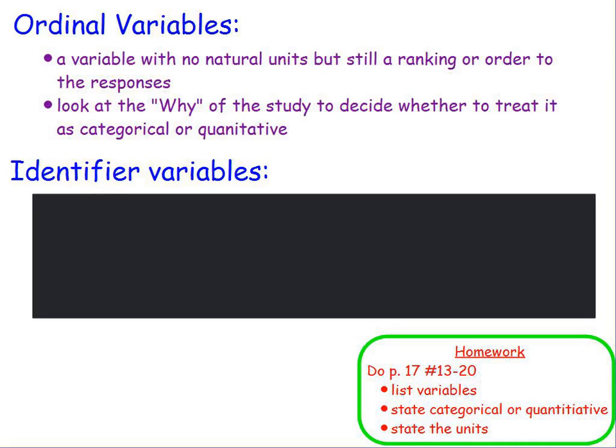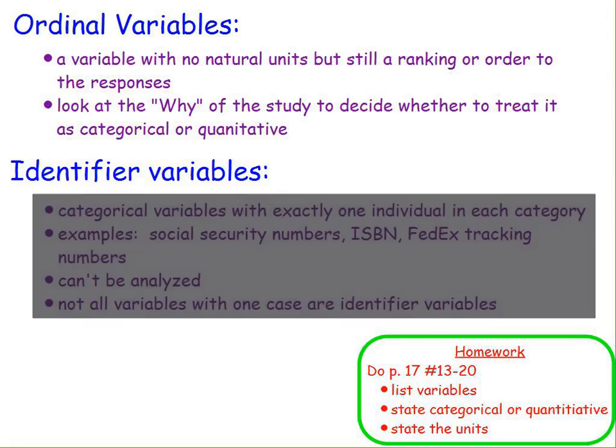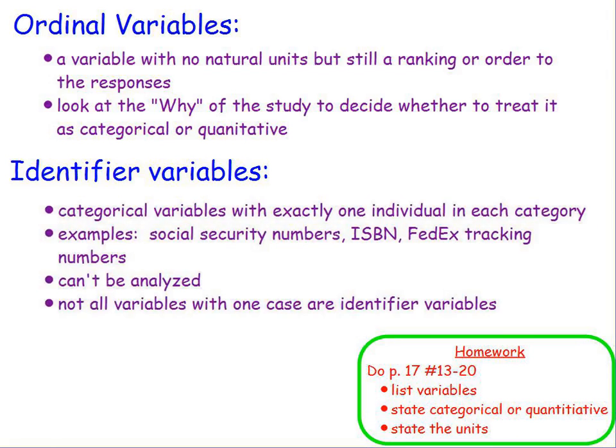And then the other kind of oddball variable is that called an identifier variable. This is a categorical variable with exactly one individual in each category. So for example, Social Security numbers are the most common identifier variables. Every single human being that's born in the US is given a Social Security number. That is a number that is unique to them and them only. They are the only individual that has that number. That's why it's an identifier variable.